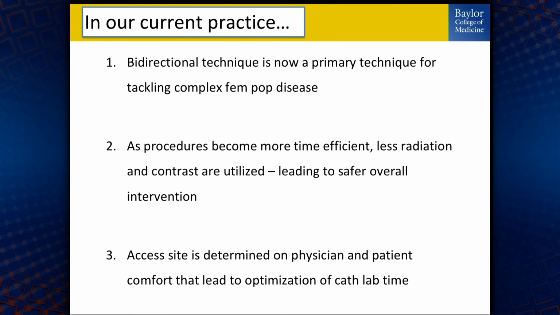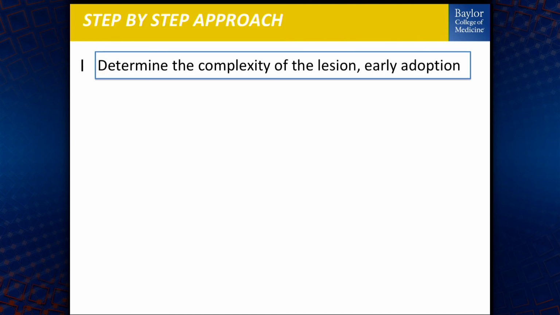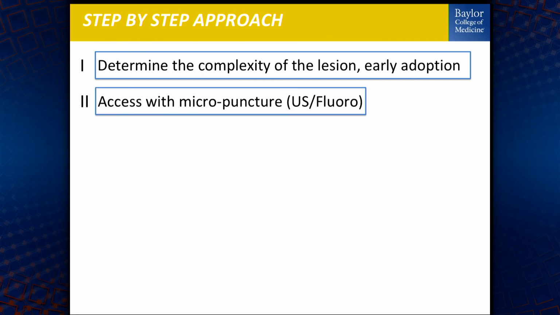As procedures become more efficient, less radiation and contrast are utilized, leading to a safer overall intervention. And then the access site is now determined on physician and patient comfort, which leads to optimization of cath lab time. So flipping the patient over on their belly, accessing the pop, and then flipping the patient back has become a thing of the past. We try to get through cases fairly quickly. So I would say determine the complexity of the lesion and early adopt the retrograde axis for complex Fempop.